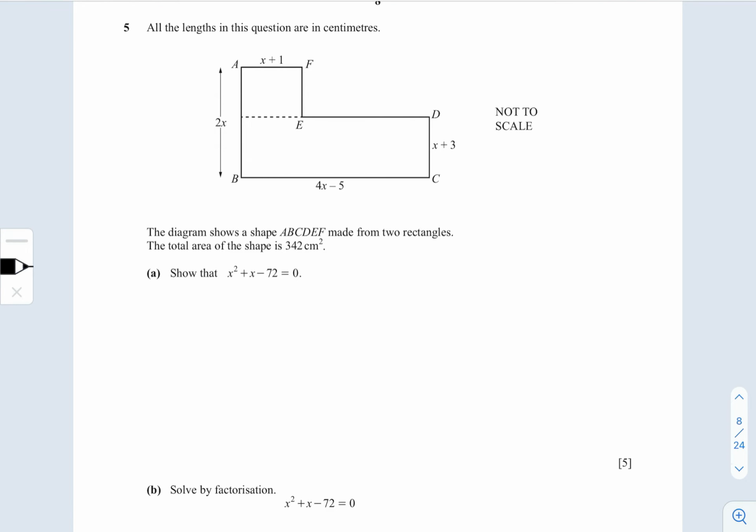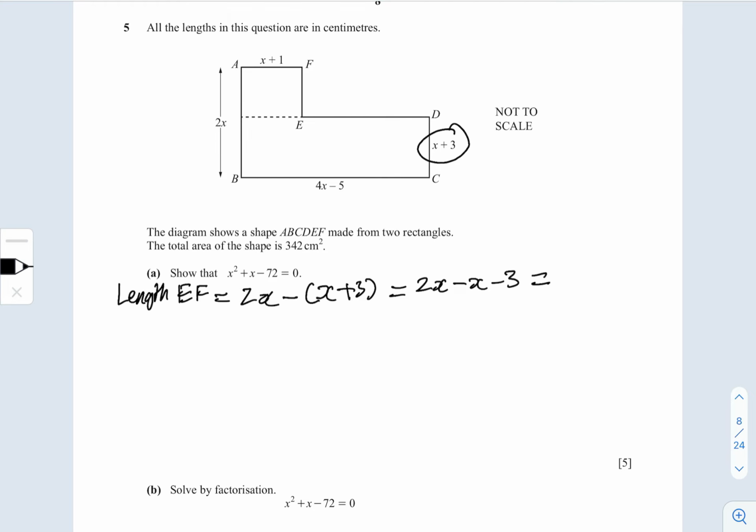So what we have now is the diagram and the area. So we will need to calculate what length EF is. So length EF equals 2x, which is this length here, minus this length, x plus 3. This will therefore give you 2x minus 3, which equals x minus 3. So this length is x minus 3.